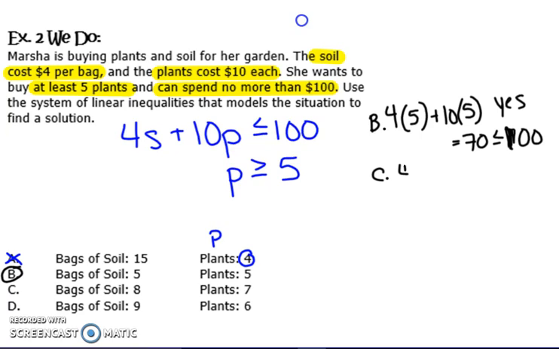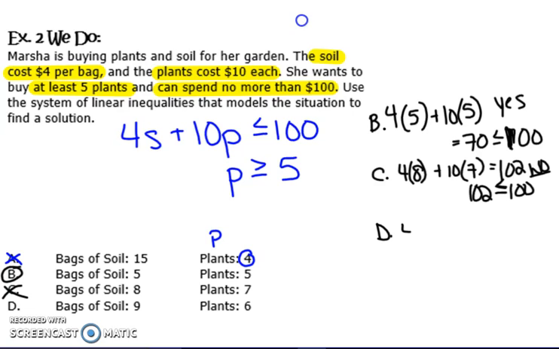If I look at C, 4 times 8 bags of soil plus 10 times 7 plants gives me a total of 102. Is 102 less than or equal to 100? Well, no, 102 is greater. So that is not a solution. And letter D, 4 times the 9 bags of soil plus 10 times 6 plants, gives me a total of 100. Is 100 less than or equal to 100? Yes, it's equal to. So since we did not go over that 100, D is also a possible solution. This is why we want to make sure we check all of our solutions. There can be more than one answer.